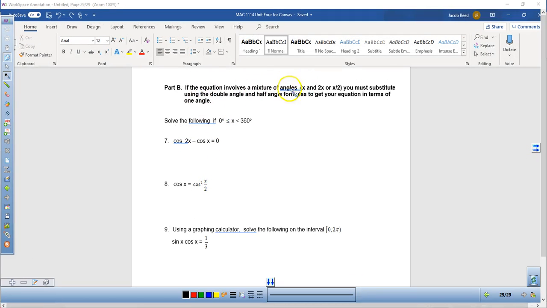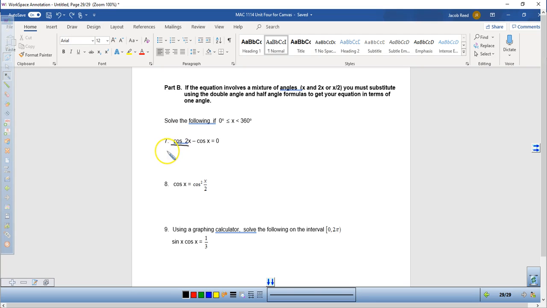Okay, if equations involve mixtures of angles, meaning if you have x and then 2x, or x and x over 2, we have to substitute using the double angle or half angle formulas to get it in terms of one angle. What that means is that in the case of number 7, I have cosine 2x and then cosine x. I want to get this in either both of them being 2x's or both of them being x's, preferably both being x, because it just makes life a little simpler. What that means is that this cosine 2x, I can replace using my double angle formulas on your formula sheet from chapter 5. Yes, you are permitted to use your formula sheet for the next test.